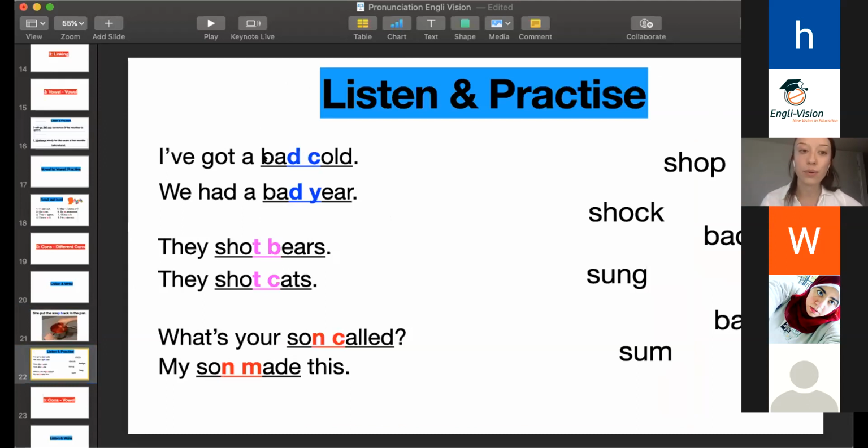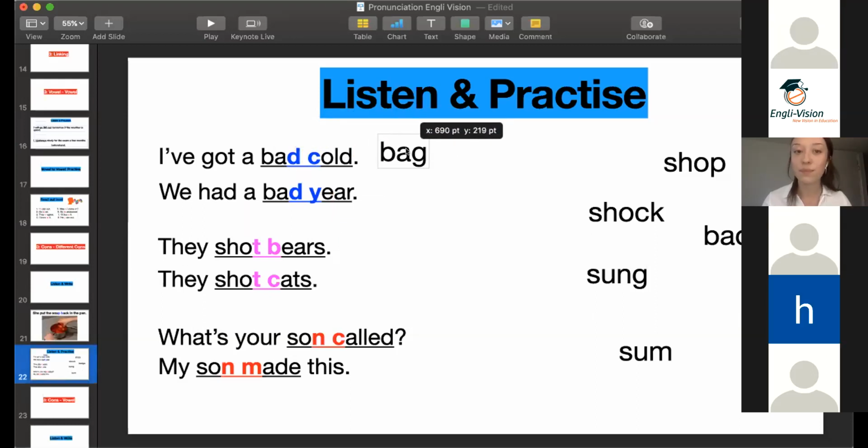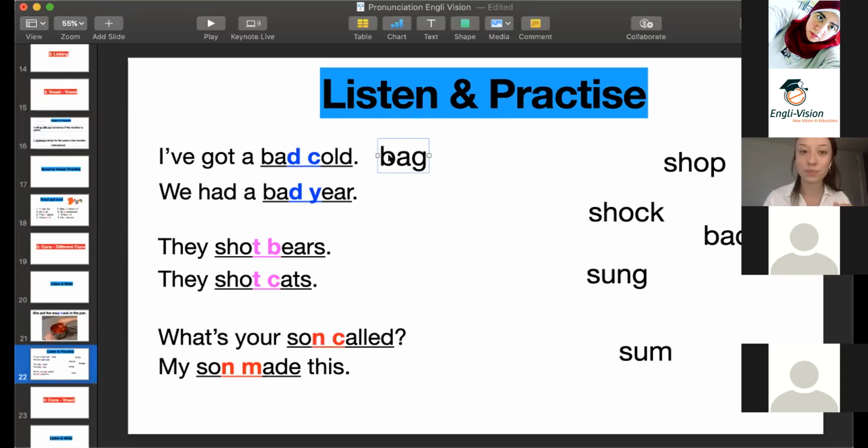For example, I've got a bad cold. Bad cold. Bad cold. What does it sound like? Bad cold. The sound is like bag. Bad cold. Is like that.